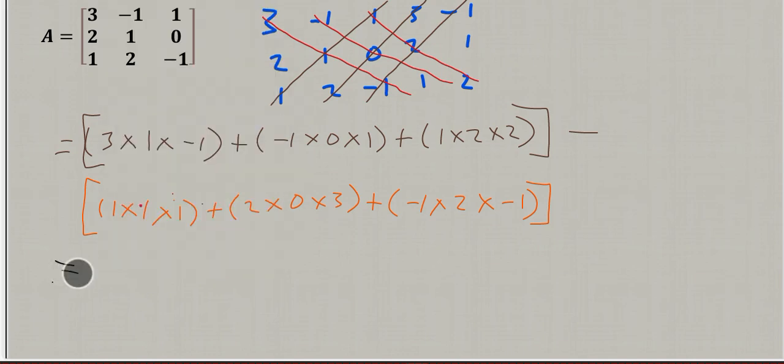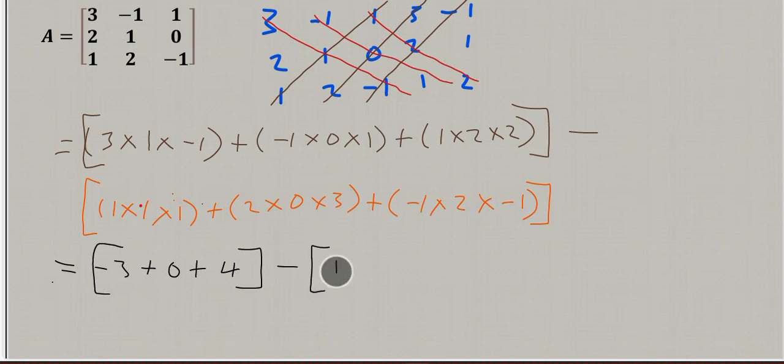Okay, so 3 times 1 times negative 1, you get negative 3, plus negative 1 times 0 times 1, that's 0, plus 1 times 2 times 2, that's 4. So all this, you minus now the orange one, which is 1 times 1 times 1, which is 1, plus 2 times 0 times 3, that's 0, plus negative 1 times 2 times negative 1, that gives you a positive 2. So 2.